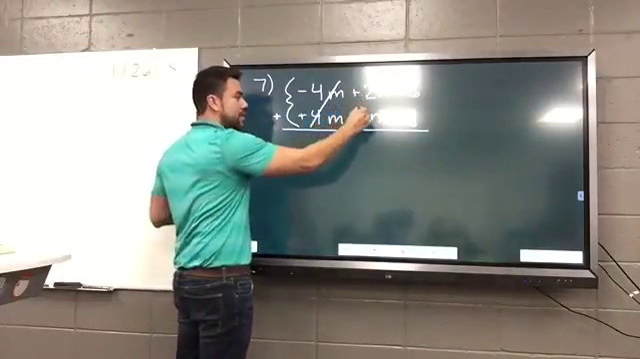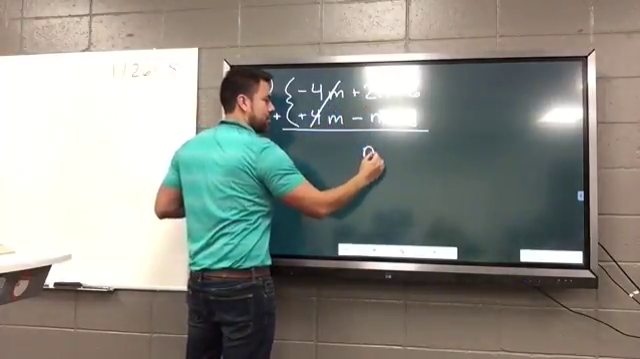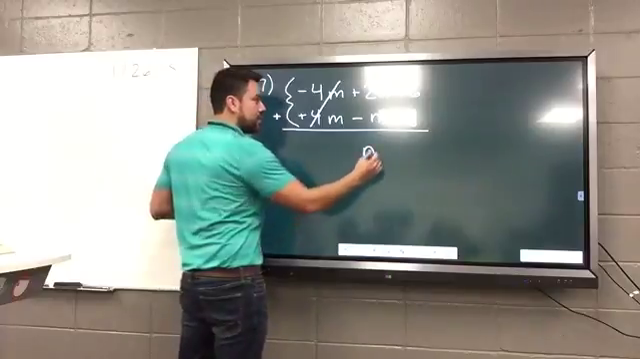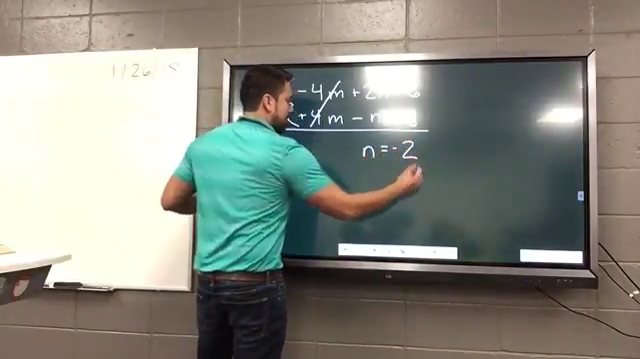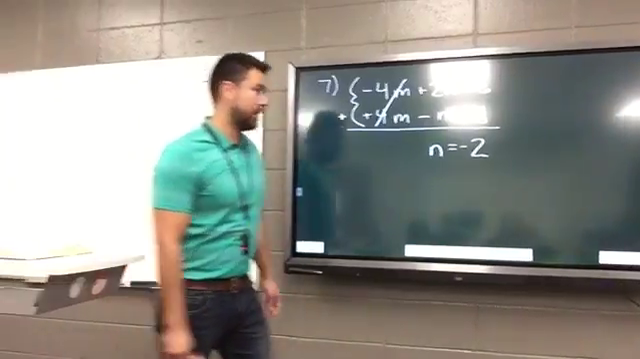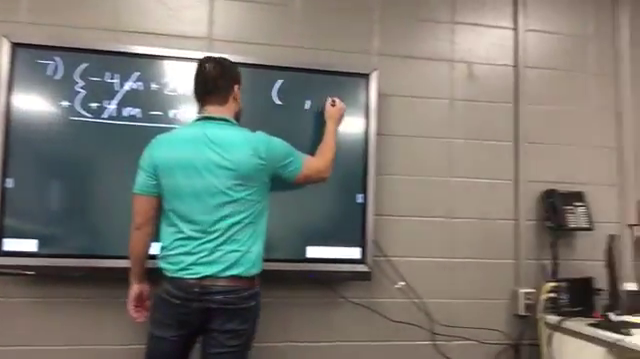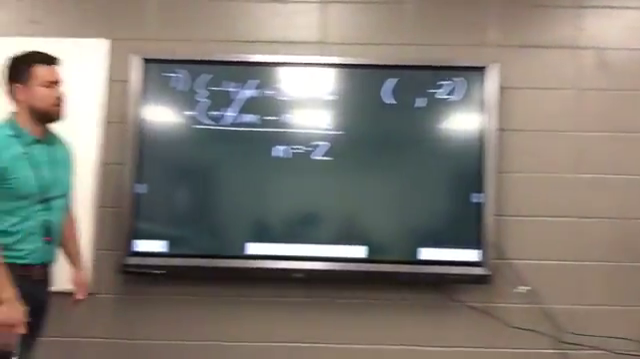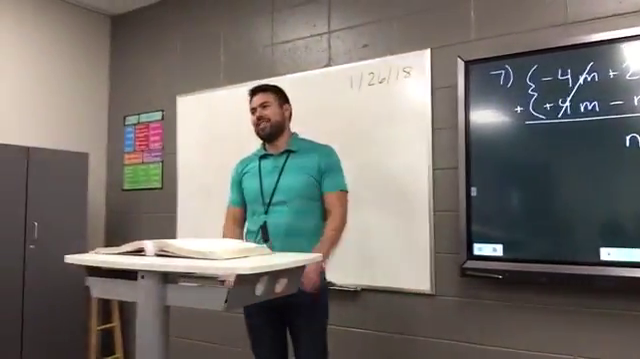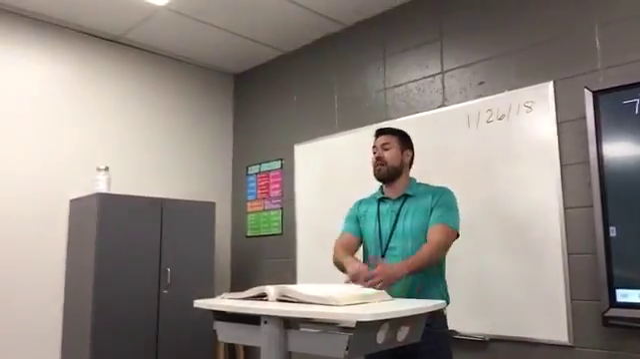What's 2n minus n? 1n, or n. And then what's 6 plus -8? -2. So what does n equal? -2. Okay, so I got it. So m and n comes second. So I got my -2. How do I find my m?